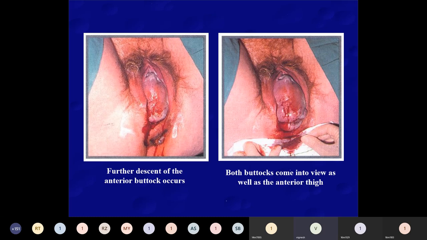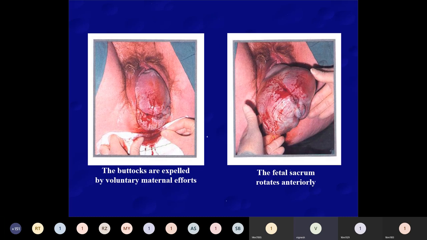Then once the buttocks are seen at the vulva, further descent of the anterior buttock occurs. First the anterior, then both the buttocks come into view as well as the anterior shoulder. So here, the anterior shoulder is also seen. The buttocks are expelled by voluntary maternal efforts, and then the fetus. Then you have to assist.